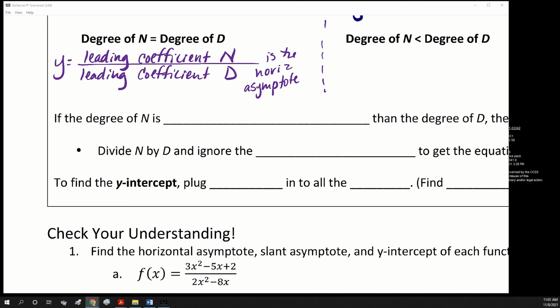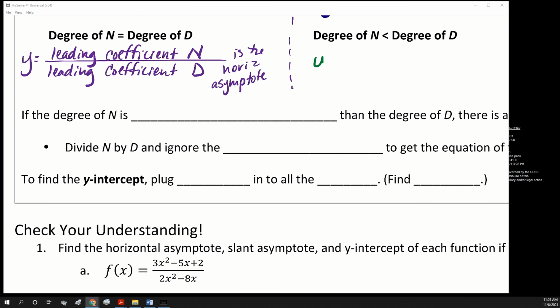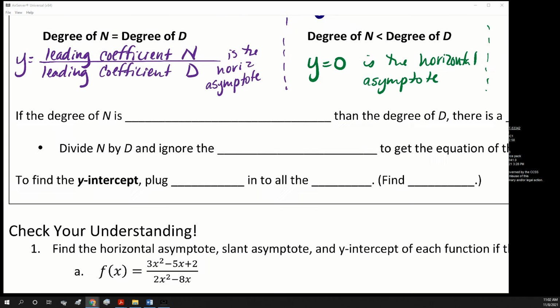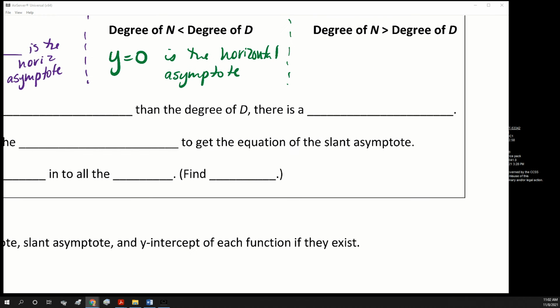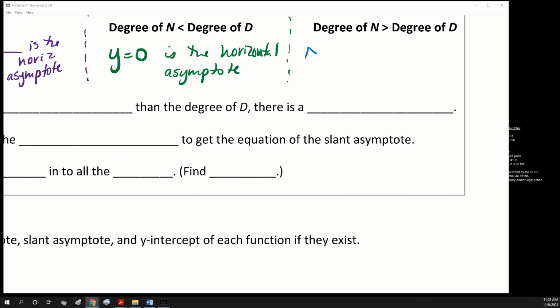Okay. Another thing that could happen when you're comparing the degrees is that the numerator's degree is less than the denominator's. And when that happens, y equals 0 is the horizontal asymptote. Okay? It doesn't matter what any of the other numbers are. You just look at the degrees. If the numerator's degree is less than the denominator's, automatically y equals 0. Right? And then the last case, when the numerator's degree is greater than the denominator's degree, then there is no horizontal asymptote. Okay, so I'm going to wait right there and do some horizontal asymptotes, and then we'll come back and talk about the other things.